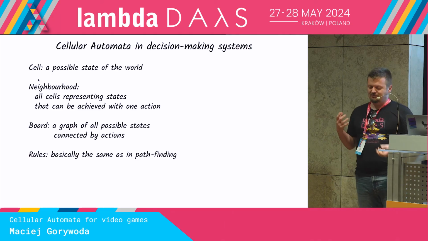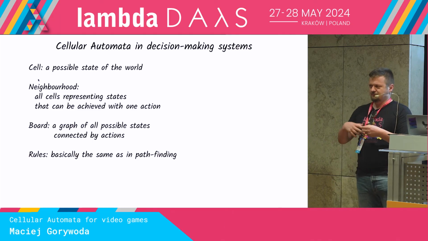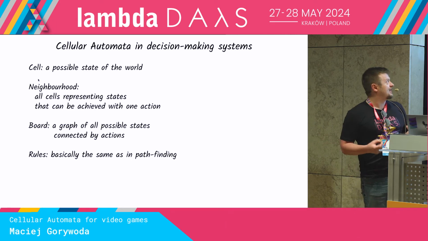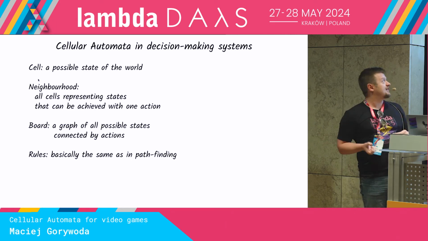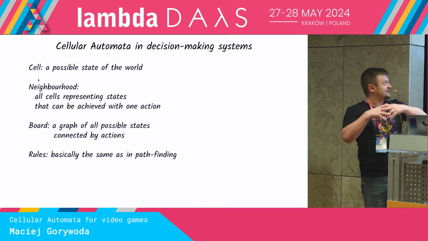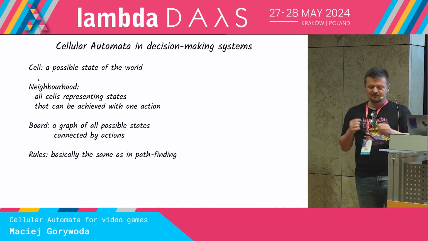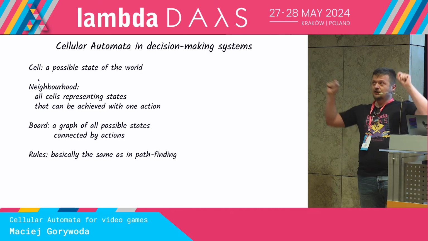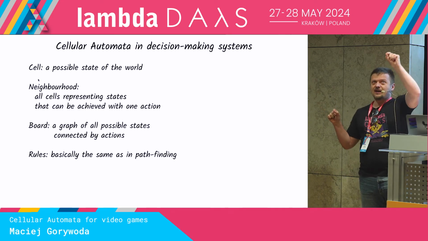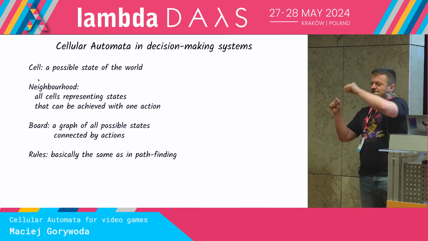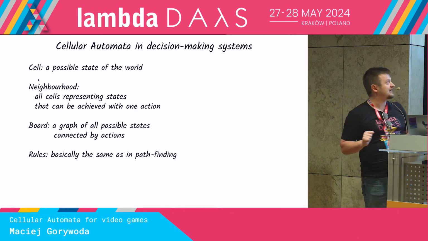Then the neighborhood of that one cell are all the states that can be achieved by one single action. For example, if I raise taxes, then in the next turn I will have a bit more money, and that's one step, so that's my neighborhood. The board is a graph of all possible states that can be connected by these actions. By my actions and the actions of others, we can go from this state of the world to that state of the world.